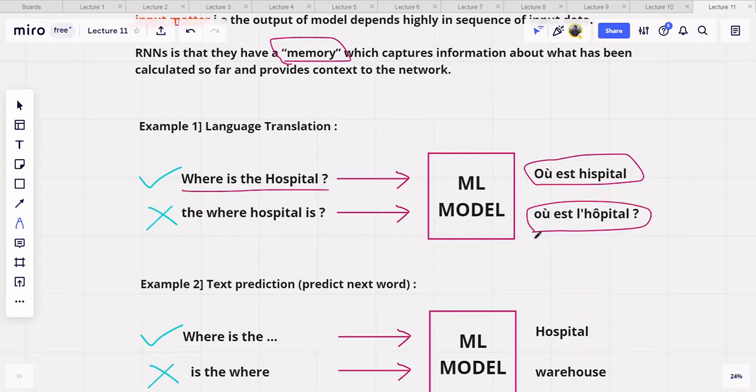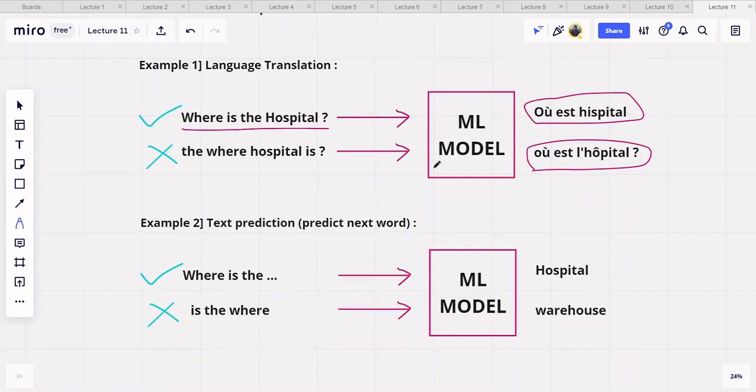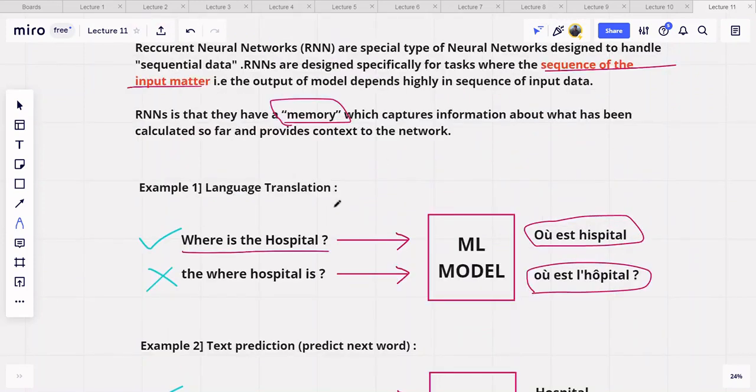So here you can see that the sequence of our input matters a lot, right? The sequence of our input basically determines what output we get.